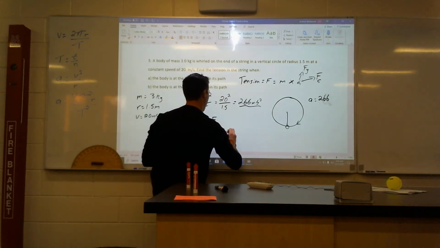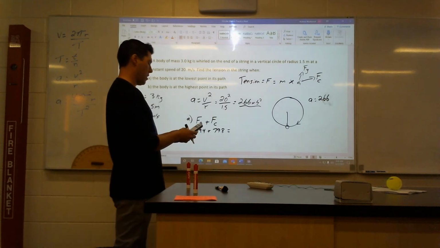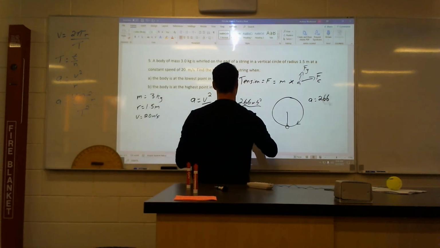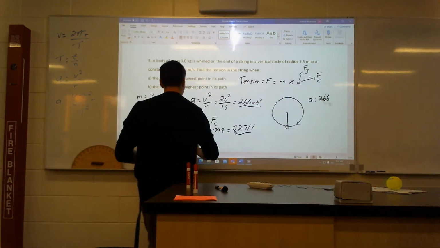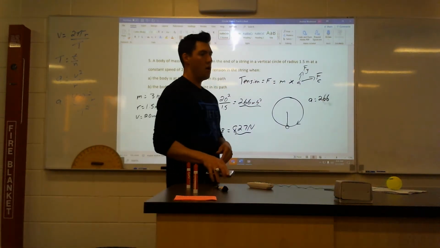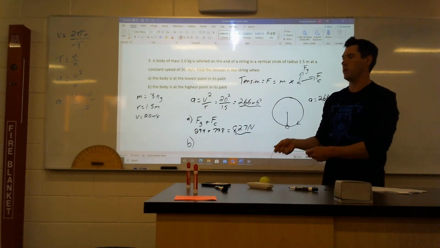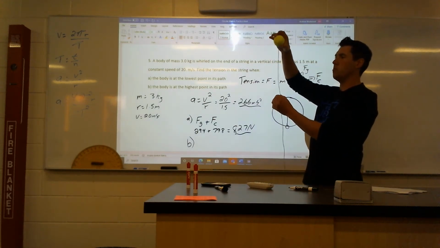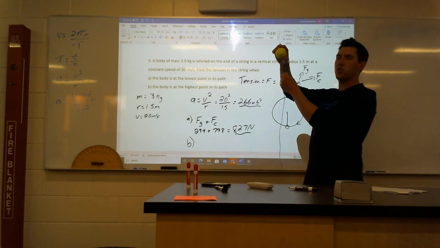798. So I add those together, plus 29.4, and I get 827 newtons. For B, when the ball is actually at the top point, so when it's up here, gravity is actually wanting to push the ball down, which means the string is actually going to have to do a little less work.